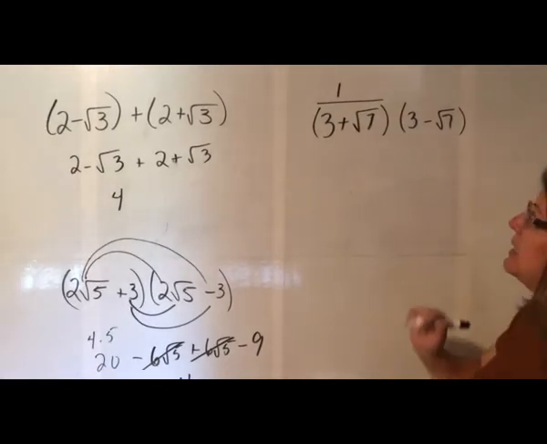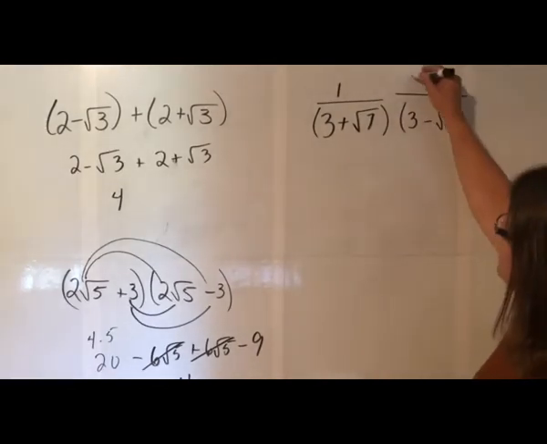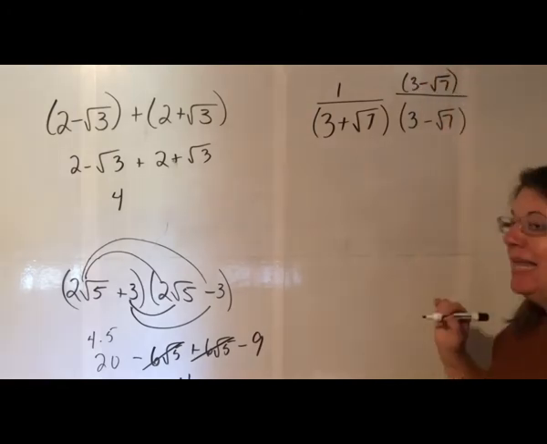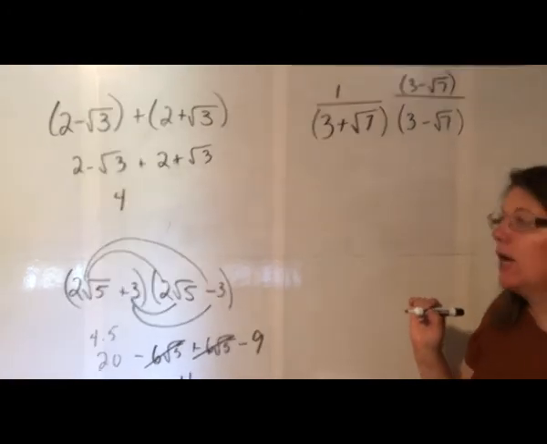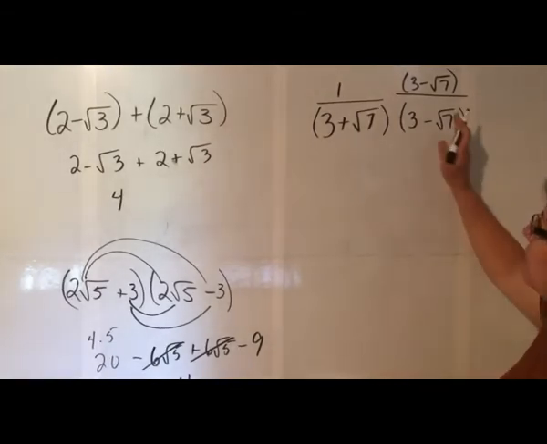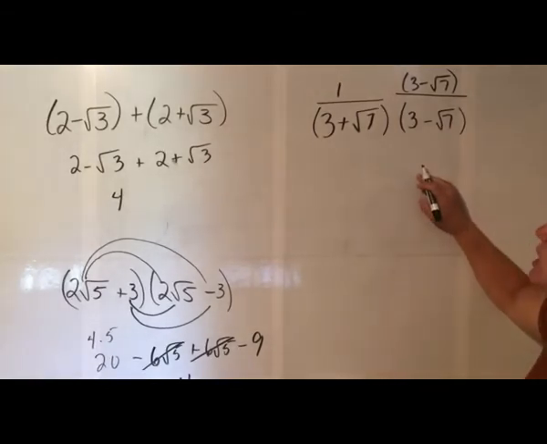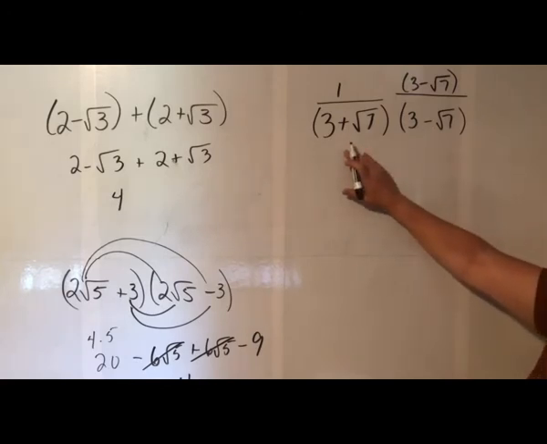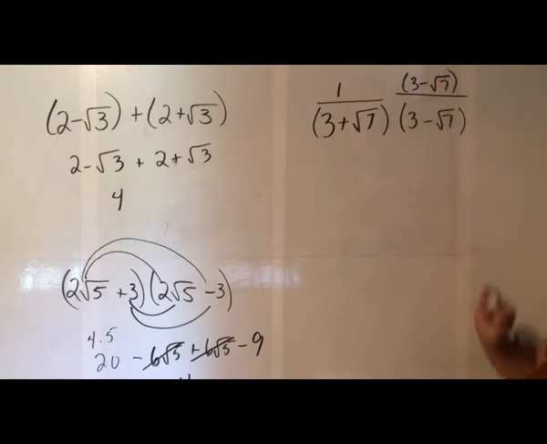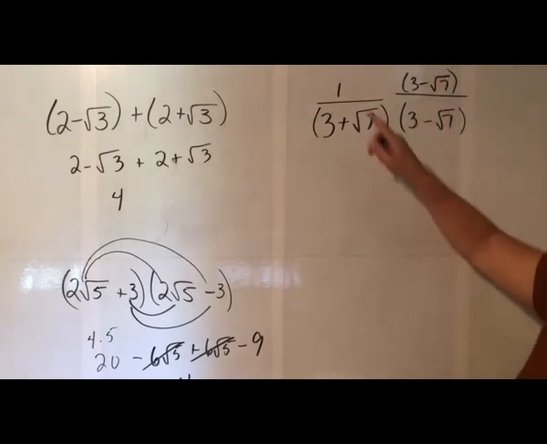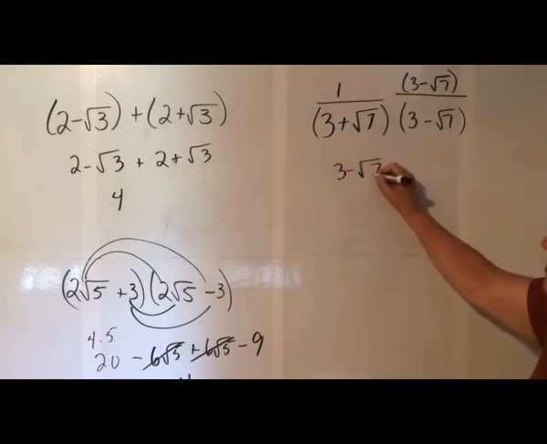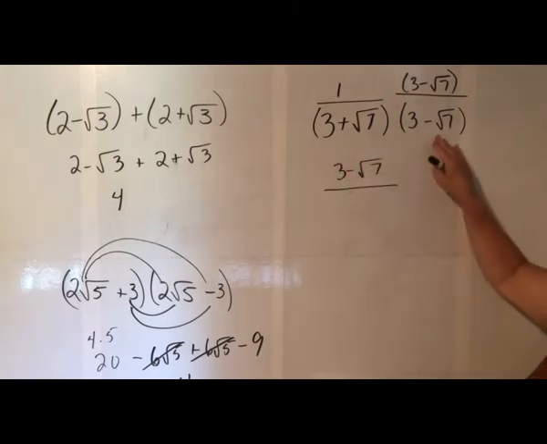Now keep in mind, in order to keep this equivalent, we have to multiply the top and bottom by the exact same thing, okay? We can't just multiply by square root of 7 because that doesn't get rid of the radicals, but we can't just multiply the bottom by the conjugate because then it's going to change the value of my original fraction. So I multiply the conjugate on the top and the bottom. Well, if I multiply 1 times that conjugate, I get the conjugate again. And then here I have to do FOIL.